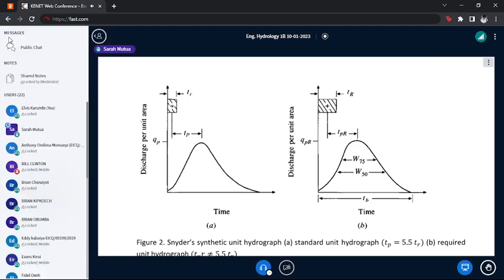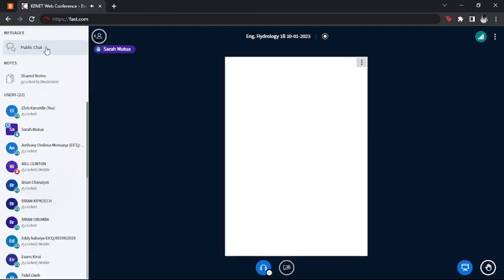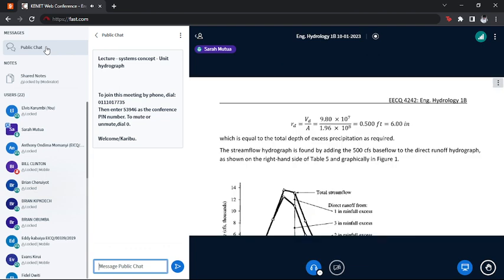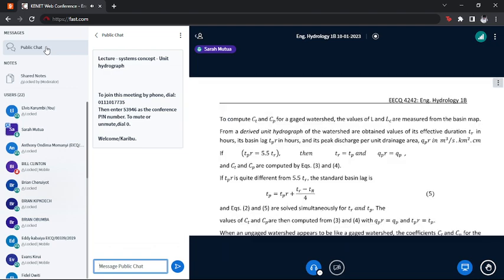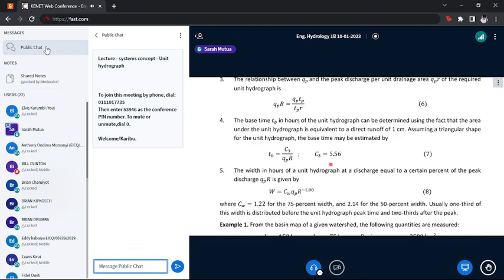So that was the Snyder's. It is all about a matter of correlating the features of the standard unit hydrograph and the features of the required unit hydrograph.